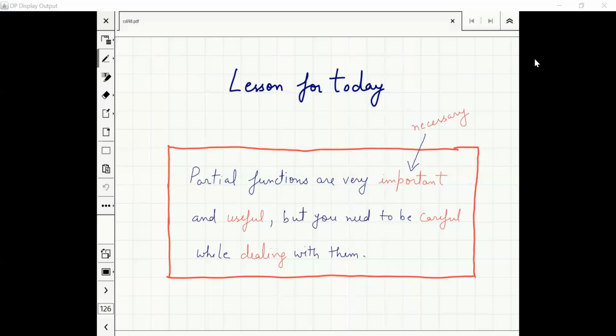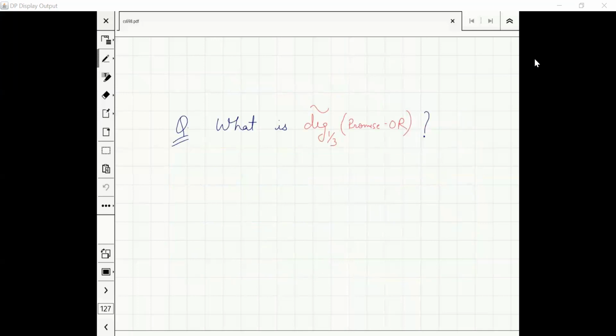Let's look at some examples which kind of convince you that partial functions can be different. And what will be our favorite topic? Approximating. This is what we have learned yesterday. Let's focus on that. Let's talk about approximating.